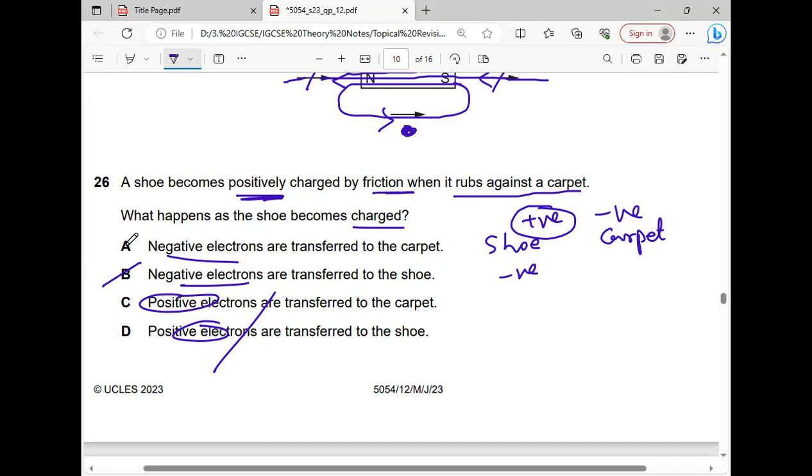So in this regard, option A is the correct answer. Negative electrons are transferred to the carpet. So there will be a deficiency of electrons in the shoe, and it will be represented by positive charges, and obviously the carpet will acquire more electrons and it will be negatively charged.